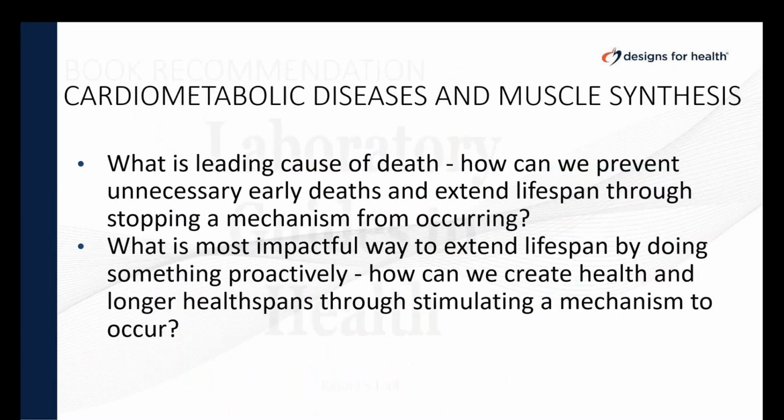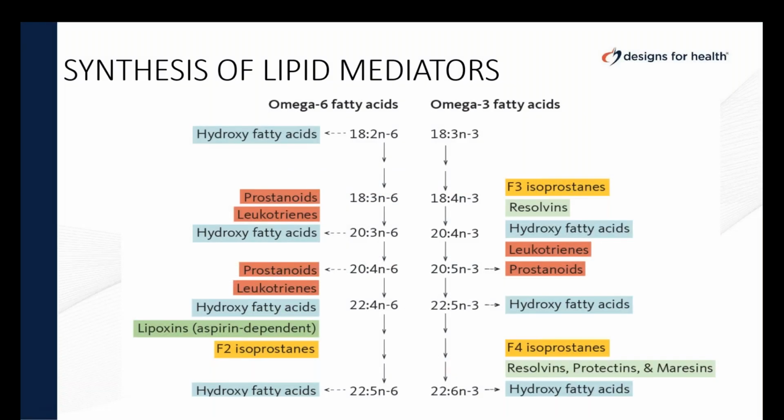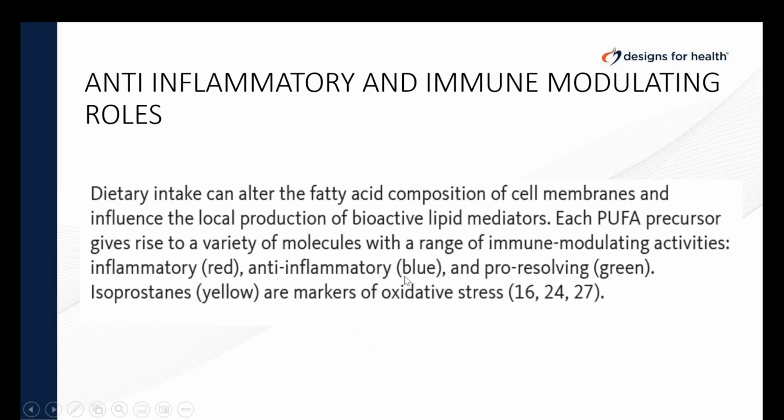Okay, that is the key. Oh, wait a minute, where did it go? That is one of the big, here it is, this one. This gets screwed up. So prostaglandins, leukotrienes, all these things, if you don't have them, and this kind of describes it here: dietary intake can alter the fatty acid composition of cell membrane. Each polyunsaturated fatty acid precursor gives rise to a variety of molecules with a range of immune modulating activities. Inflammatory are red, anti-inflammatory blue, pro-resolving green.